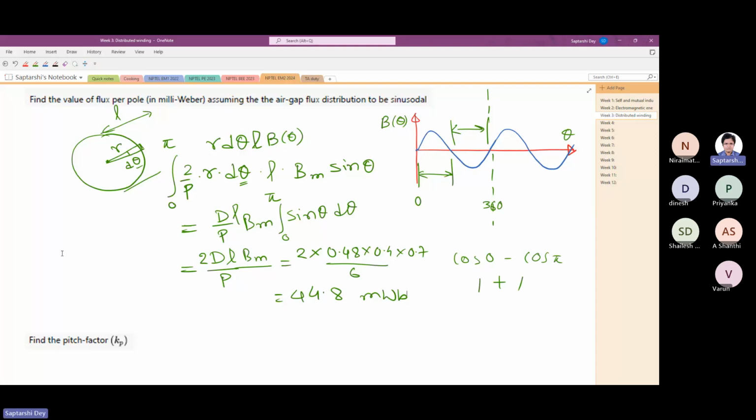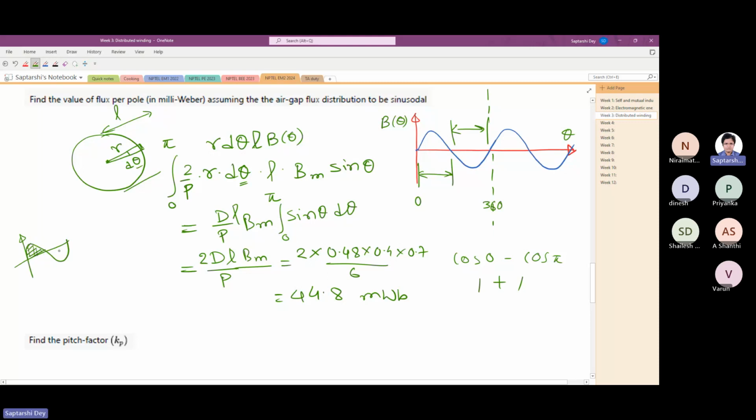Sometimes you may also encounter one terminology, that is average flux density, average air gap flux density. See, air gap flux density is sinusoidal, so average will be 0. But whenever we are talking about the average of any pure AC waveform, what we actually mean is the average of the positive half cycle.